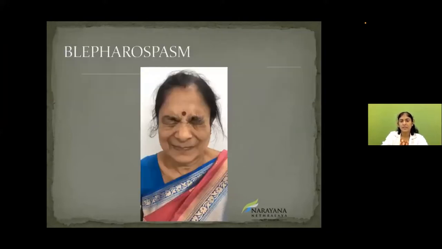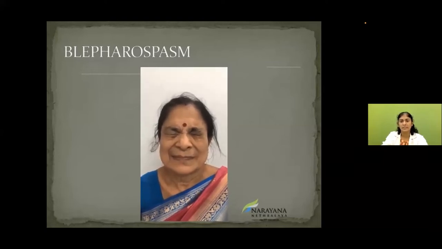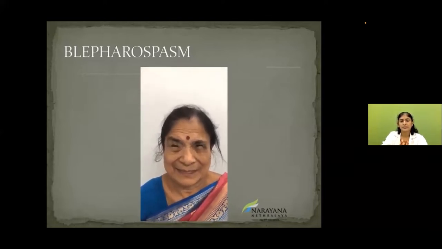Blepharospasm. Now, this is a primary adult onset focal dystonia characterized by involuntary closure of the eyelids and spasms of the orbicularis oculi muscles. Over time, some patients with blepharospasm develop oromandibular dystonia, which involves involuntary lower facial and masticatory movements, including lip pursing, chewing, and jaw opening and clenching. This is a lady with severe blepharospasm with inability to open her eyes.